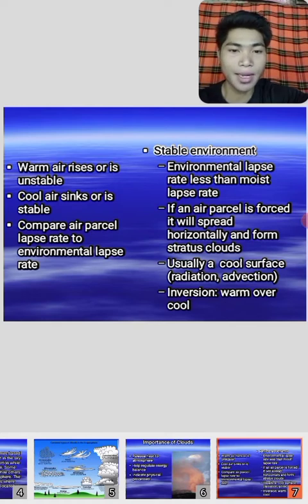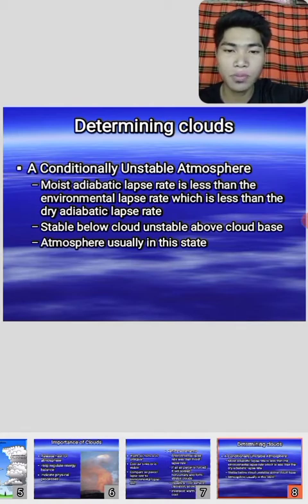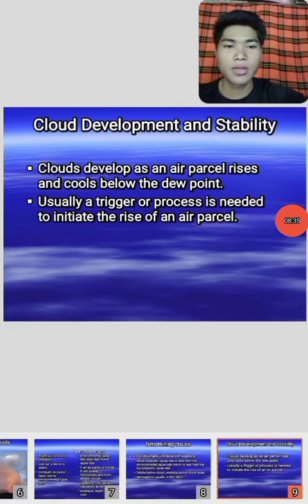If an air parcel is forced, it will spread horizontally, form stratus clouds, usually a cool surface, radiation, and advection, inversion warmer over cool. So determining clouds, a conditionally unstable atmosphere: moist adiabatic lapse rate is less than the environmental lapse rate, which is less than the dry adiabatic lapse rate. And then stable below cloud, unstable above cloud's base. And the third, atmosphere usually in the state. So cloud development and stability.